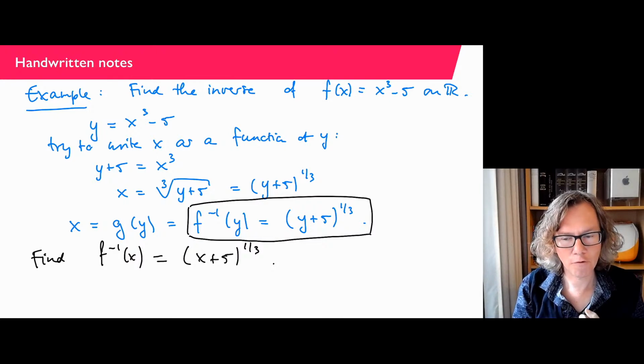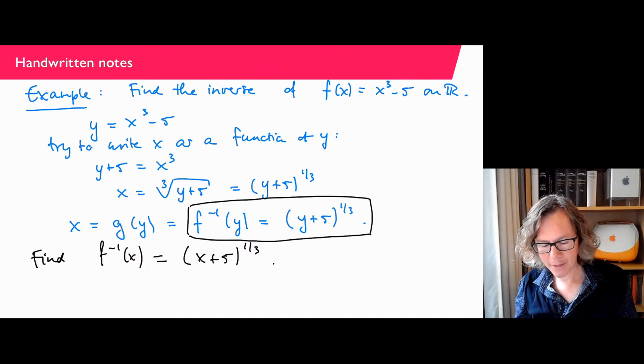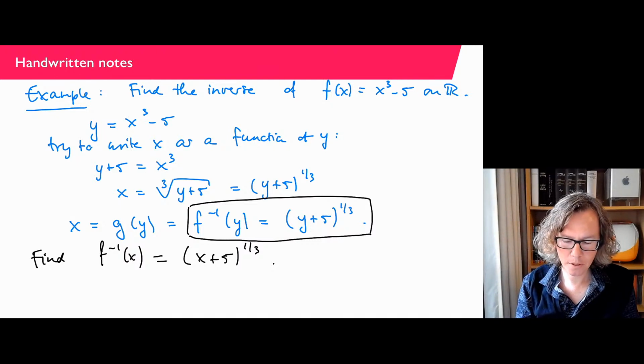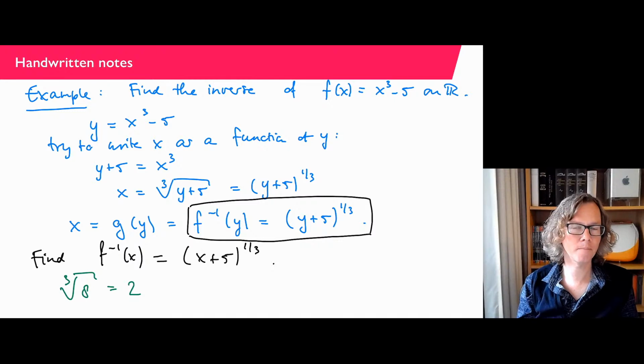And Florine has a question in the chat box whether you could also take the negative cubic root. That is not true. And the answer to your question, I'm going to do that in green to show that it doesn't belong to this example anymore. The cubic root of 8 equals 2 and not minus 2.